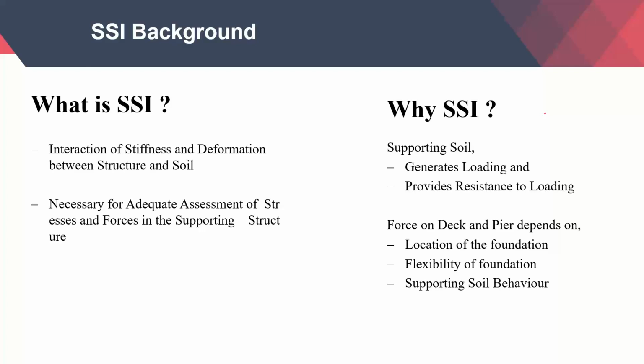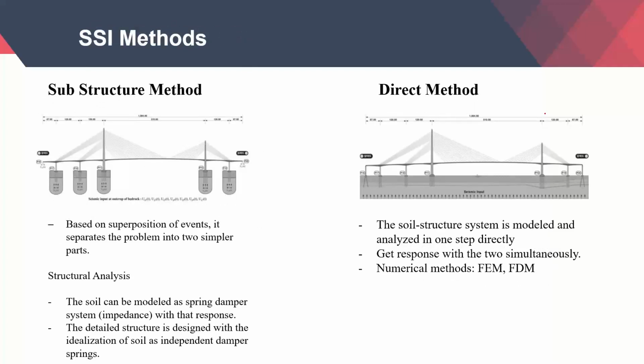Next we'll come to the methods of SSI. So there are basically two methods, that is the substructure method and then the direct method. Substructure method has a classic example of something called p-y nonlinear analysis. That is nothing but based on your Reese et al. theory or Reese and Matlock theory. So in that, what you can do is you can just model the soil as a spring-dashpot system with response, and the detailed structure is designed with the idealization of the soil as independent dashpot springs.